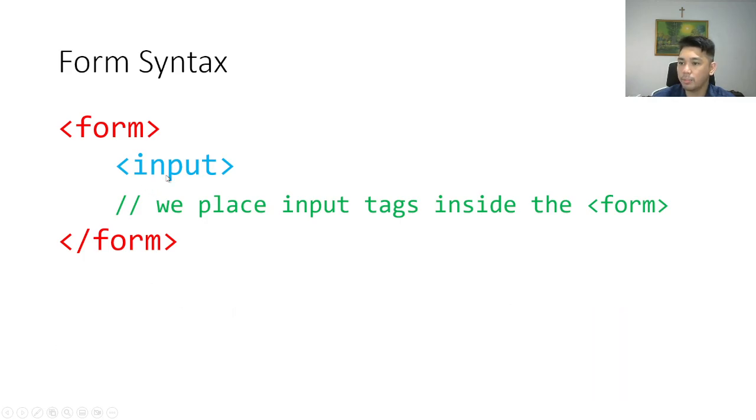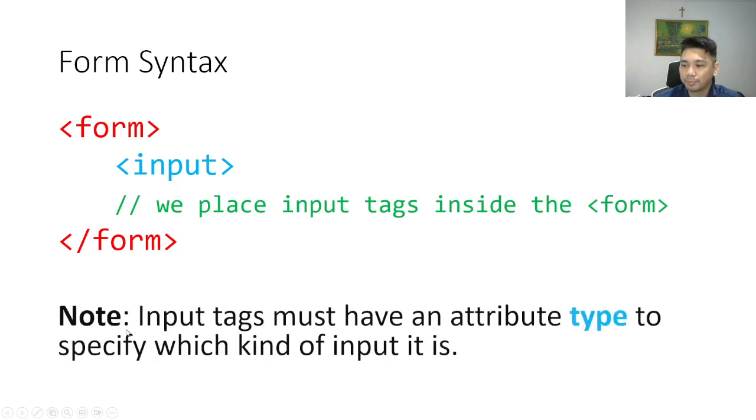Now, take note that the input tag doesn't have a partner tag. Therefore, it's an empty tag. And aside from that, the input tag must have an attribute type to specify which kind of input it is, whether it's a button, a checkbox or a text box. So again, like I've said before, think of it as a pad of paper. When we write the form, we are actually creating an invisible rectangle like a paper.